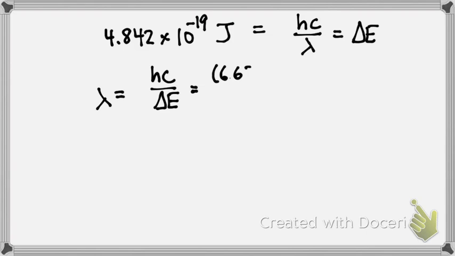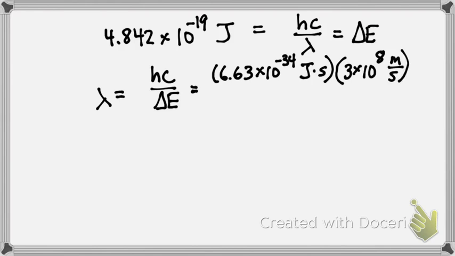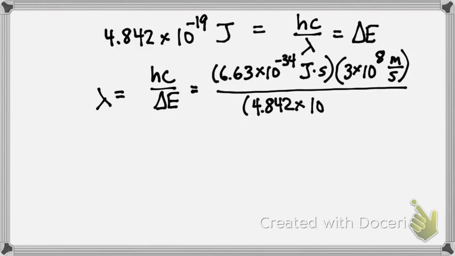So we know 6.63, which is Planck's constant, times 10 to the minus 34 joules times seconds, times 3 times 10 to the 8th meters per second, divided by 4.842 times 10 to the minus 19 joules. If I take a look at my units, joules will cancel, seconds will cancel, which leaves a unit of meters, which is the unit of wavelength.